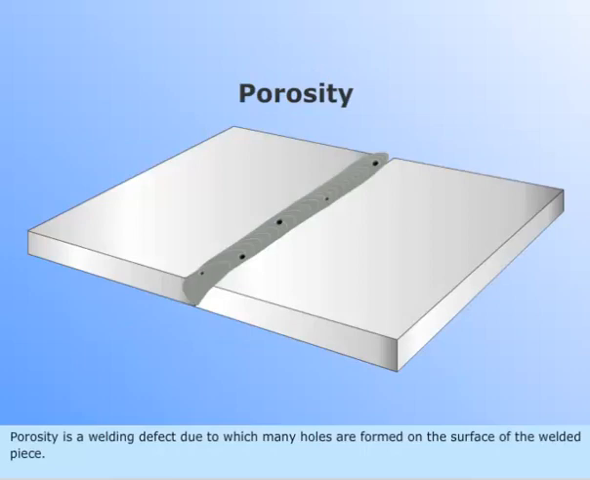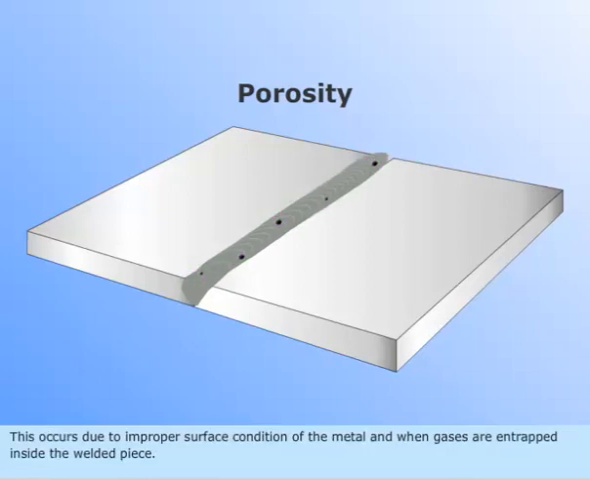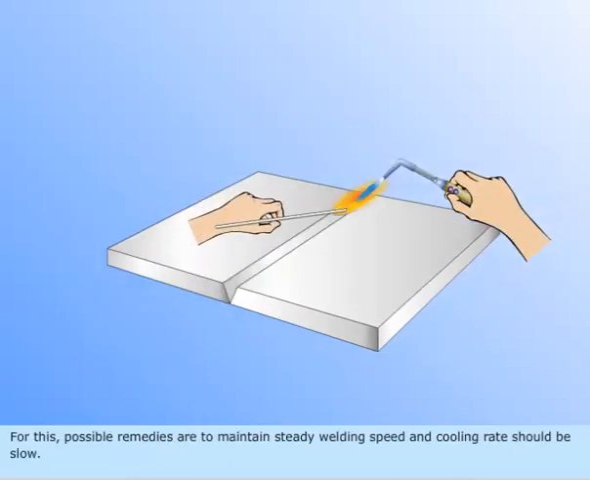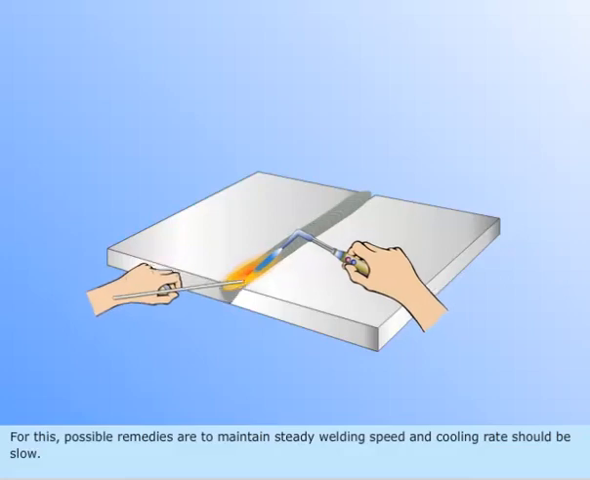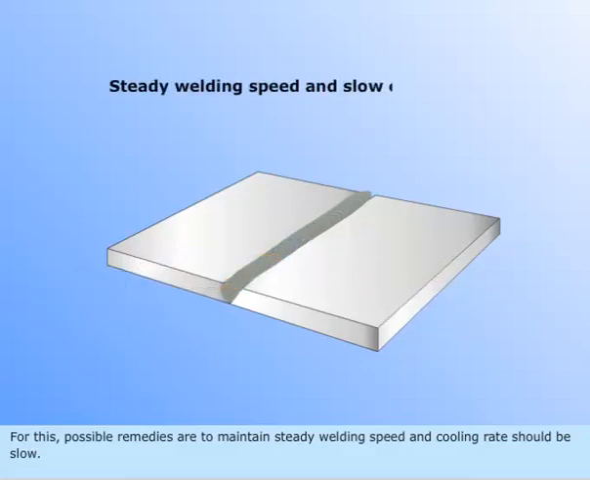Porosity is a welding defect due to which many holes are formed on the surface of the welded piece. This occurs due to improper surface condition of the metal and when gases are entrapped inside the welded piece. For this, possible remedies are to maintain steady welding speed and cooling rate should be slow.